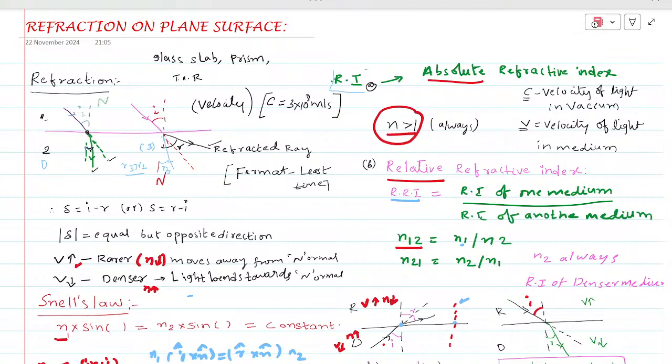Refractive index is the property of the media's optical density. Optical density and mass density are different. Optical density means refractive index, which is the ratio of velocities. N is equal to C by V, the ratio of the velocity of light in vacuum with respect to the medium. Whereas mass density is equal to mass by volume.